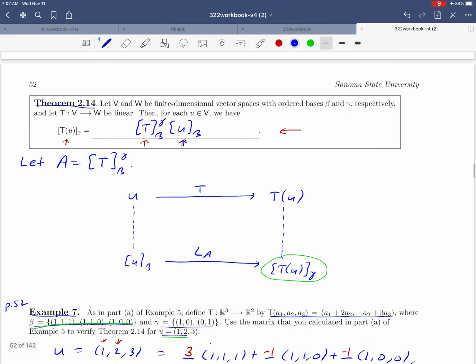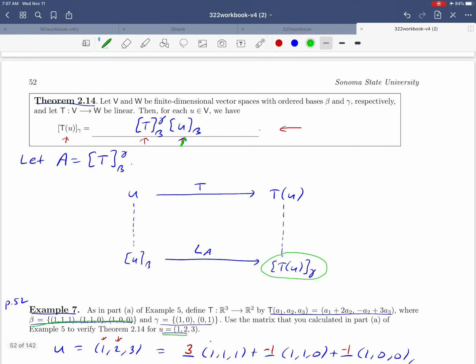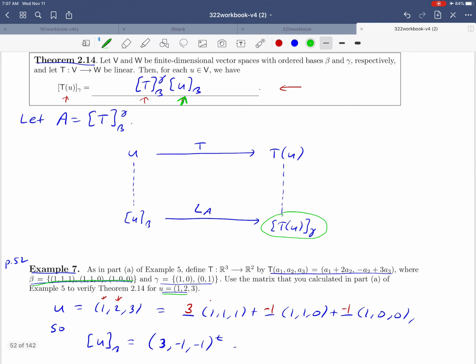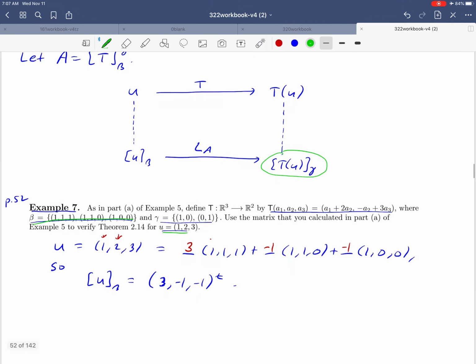So far, what we've got then is this. We know what u beta is. Next thing, what could we look at next here? Maybe the coordinate vector over here, t of u relative to gamma. We need to do two things to calculate that. We need to first calculate t of u, and then figure out what its coordinates are.